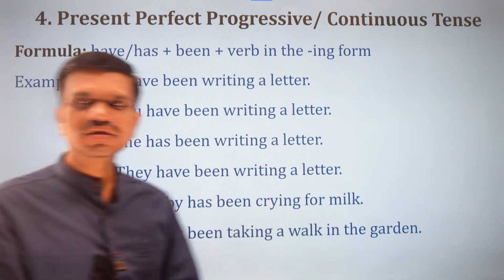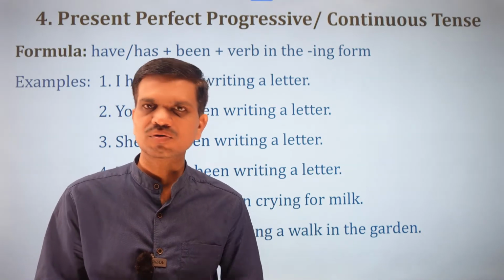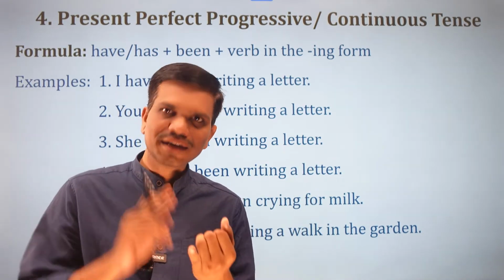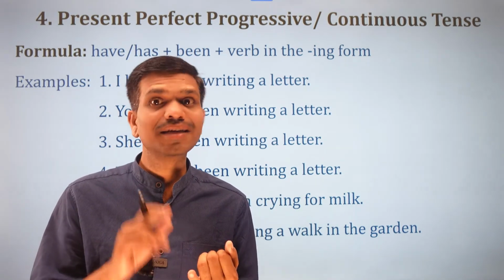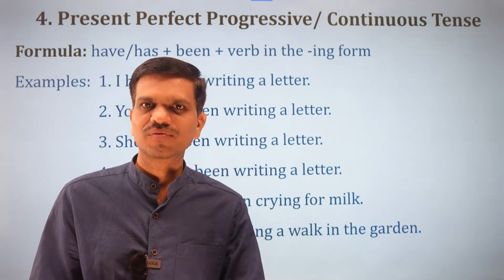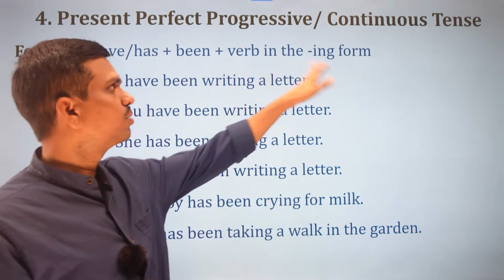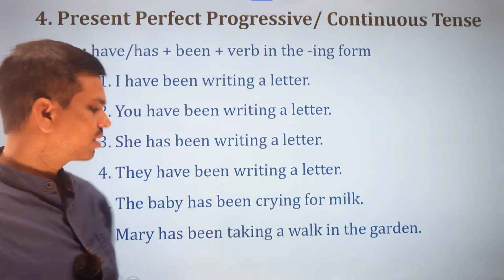Now based on these examples you can form all the sentence types, and please do comment in the comment box forming all the examples: affirmative, negative, interrogative, positive question tag, negative question tag, and negative interrogative sentence. So you can form all these sentences based on the formula have, has plus been plus verb in the ing form, and you will understand present perfect progressive or continuous tense.